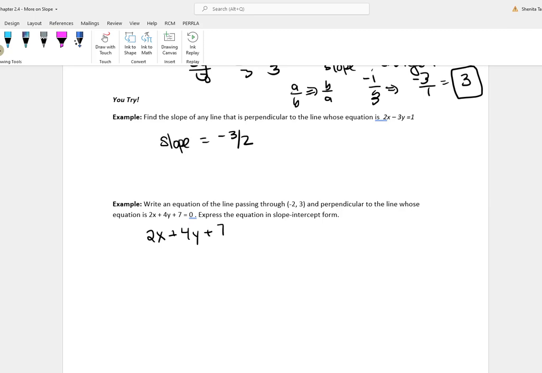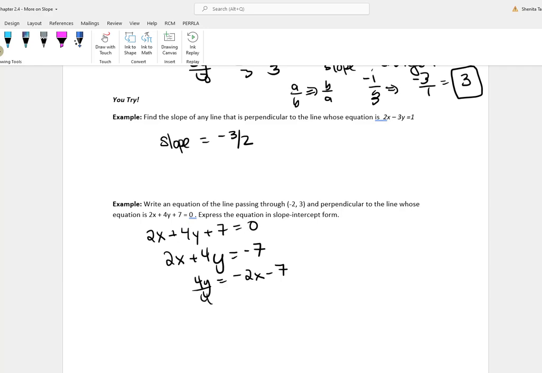Alright, so first we're going to go ahead and get y by itself here. So I'm going to subtract 7 from both sides. Next, I'm going to subtract 2x from both sides. This should have been minus 7. That's what I meant to put.